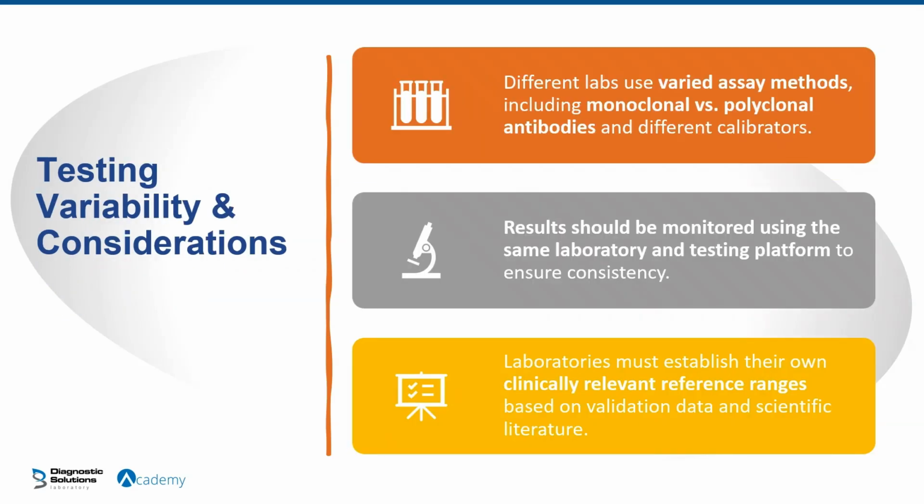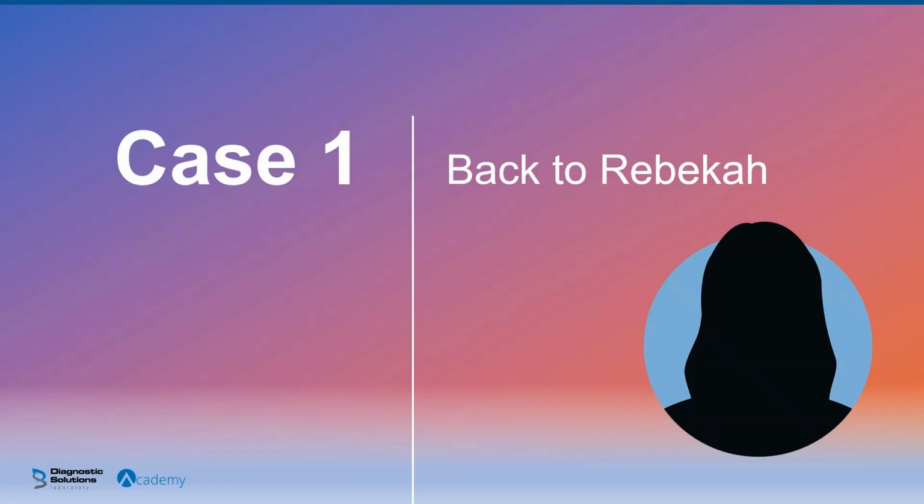Different labs will use different assay methods, including monoclonal versus polyclonal antibodies, to differentiate the caliber. Results should be monitored using the same laboratory and testing platform. Don't use one lab and then compare it to another lab. That's comparing apples to oranges. The laboratories have to establish their own clinically relevant ranges based on the validation technology that they use.